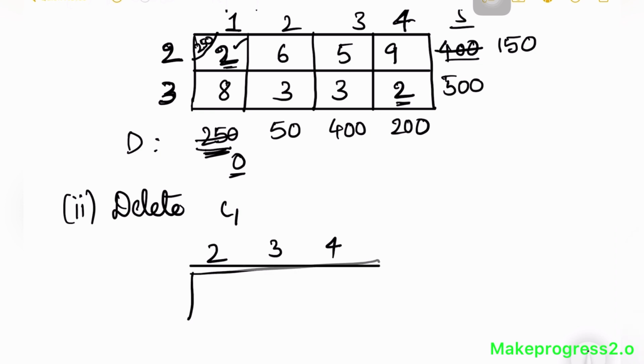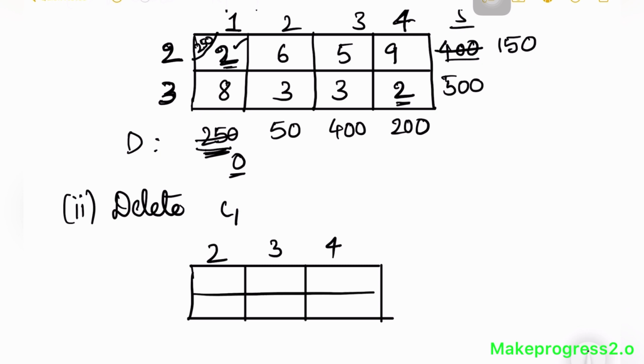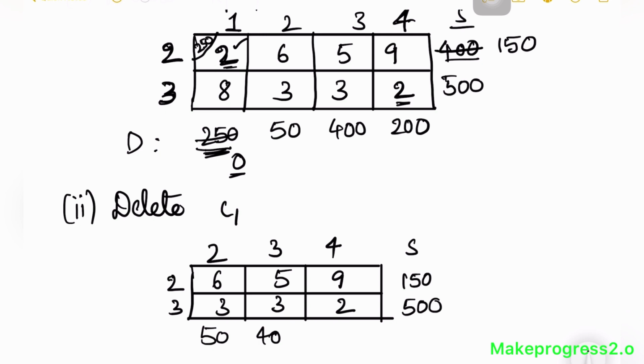So I have written the column numbers as 2, 3, 4 since I am deleting the column 1. So you will have now 2 rows and 3 columns. So the cell values will be 6, 5, 9, 3, 3, 2. Supply is 150, 500, and demand is 50, 400, 200.